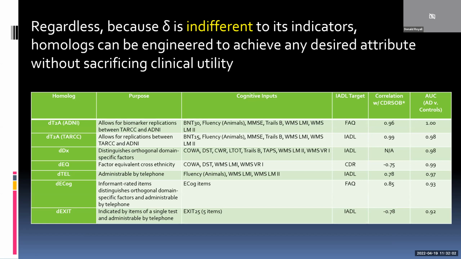But because D is indifferent to its indicators, you get to pick them. And that means that you can create homologs that achieve whatever agenda you have, but without sacrificing clinical utility. So here are several that I tend to use in my work. And I have to give them names to keep them straight, basically. So DT2A is a homolog that I can use to replicate biomarker findings between TARC, the Texas Alzheimer's Research and Care Consortium, of which I'm a site PI, and ADNI, which everybody knows is the Alzheimer's Disease Neuroimaging Initiative.